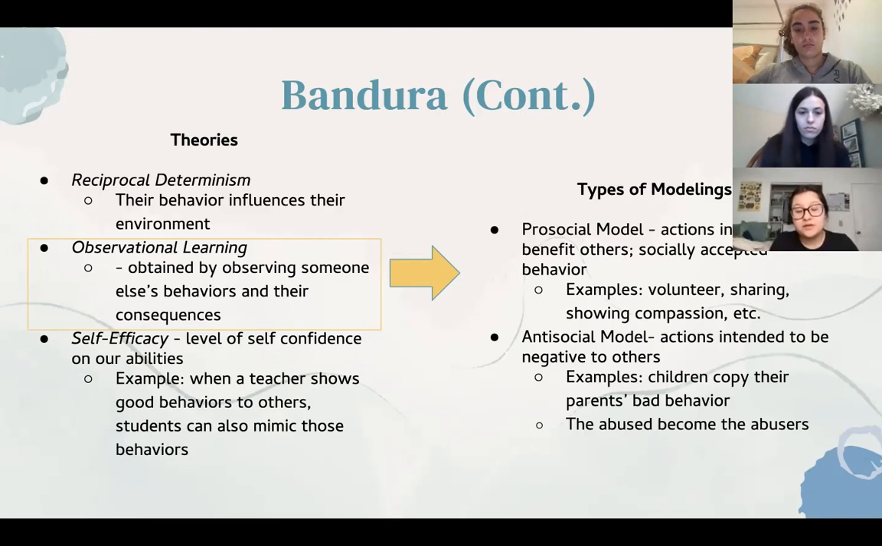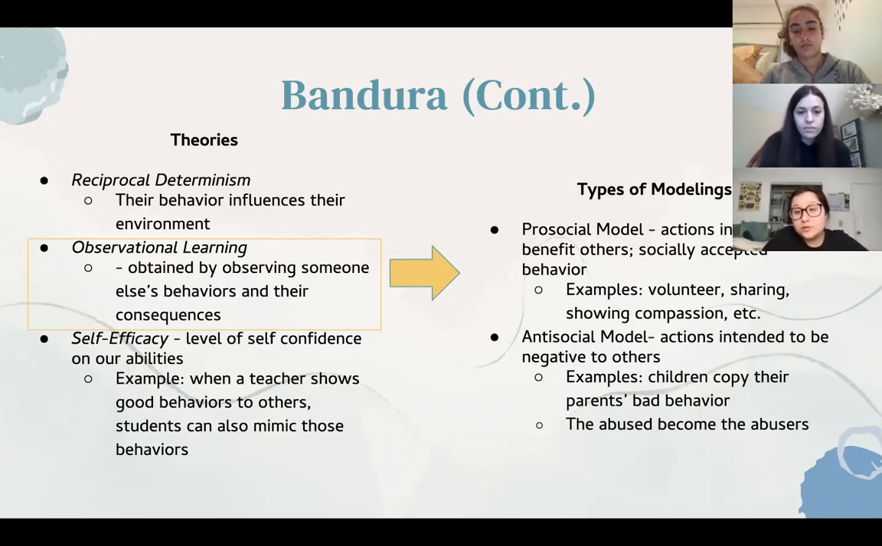An example of self-efficacy would be when a teacher shows good behaviors to others, kind of like students mimicking the behavior of the teacher as well. And observational learning goes into 2 different types of modelings, pro-social model and then the anti-social model, which is the pro-social being that the actions intended to benefit others, kind of like the socially accepted ones. Examples can be volunteering, sharing, showing compassion and kindness, and etc.